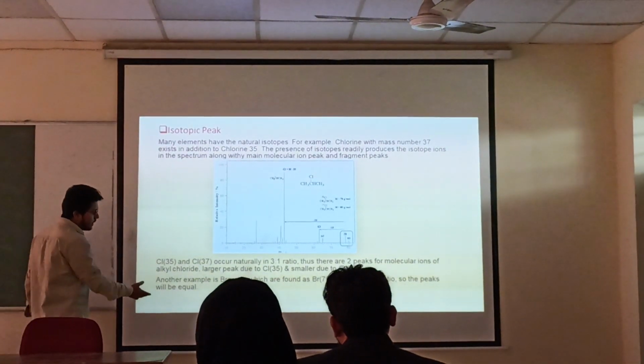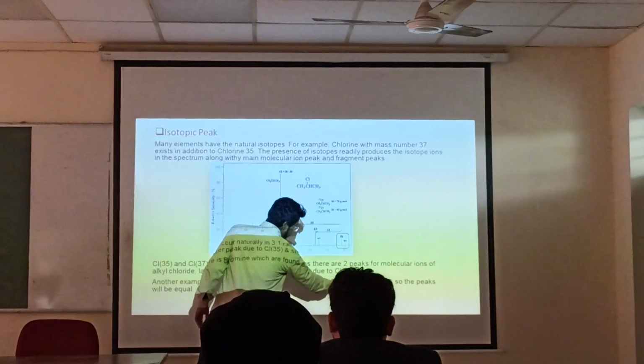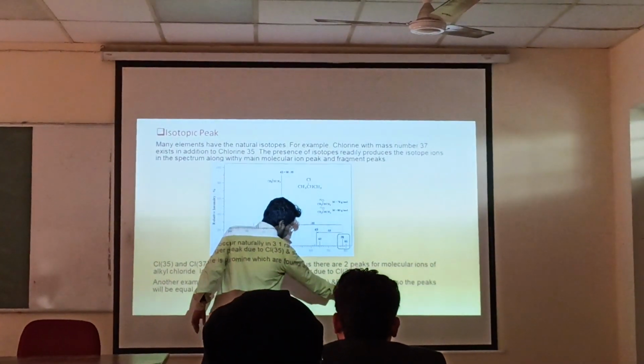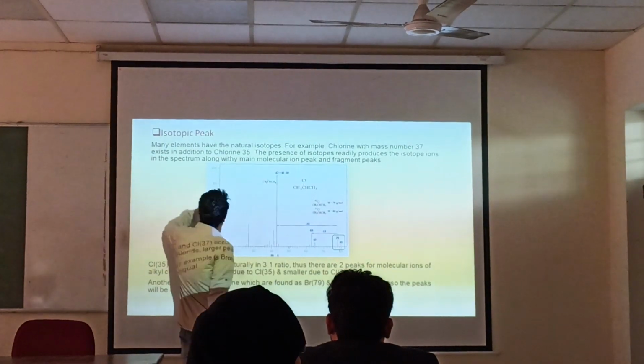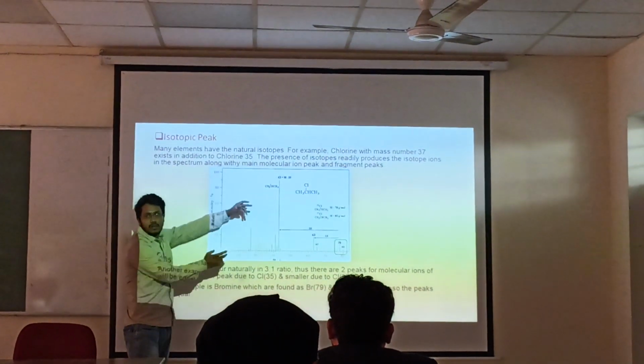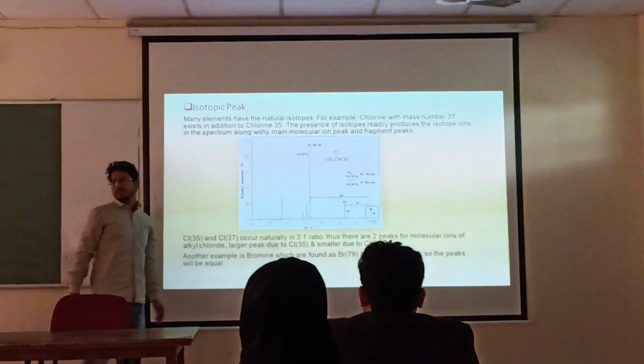Another example is bromine, which was asked in our question paper. Bromine 79 and bromine 81, the difference between them is 2, and they occur in the ratio of 1:1, so the intensity will be equal and the peaks will be equal with a difference of 2 in m/z value.